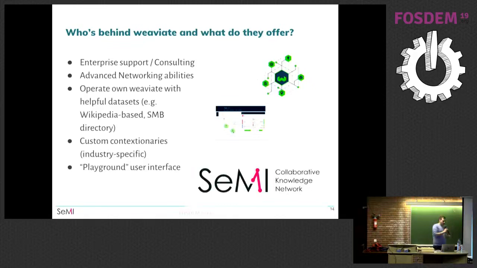Advanced network abilities is also there. So I've mentioned these examples before. Wouldn't it be great if you have a Weaviate that has been filled with Wikipedia knowledge, for example, or a Weaviate that has a directory of small and medium businesses. And these examples were not too far-fetched, so this is something that Weaviate can provide. Another thing is custom contextionaries. So far, I've always talked about the contextionary, and in the open source version, we have a general purpose contextionary that is, again, trained based on knowledge or based on content from Wikipedia.